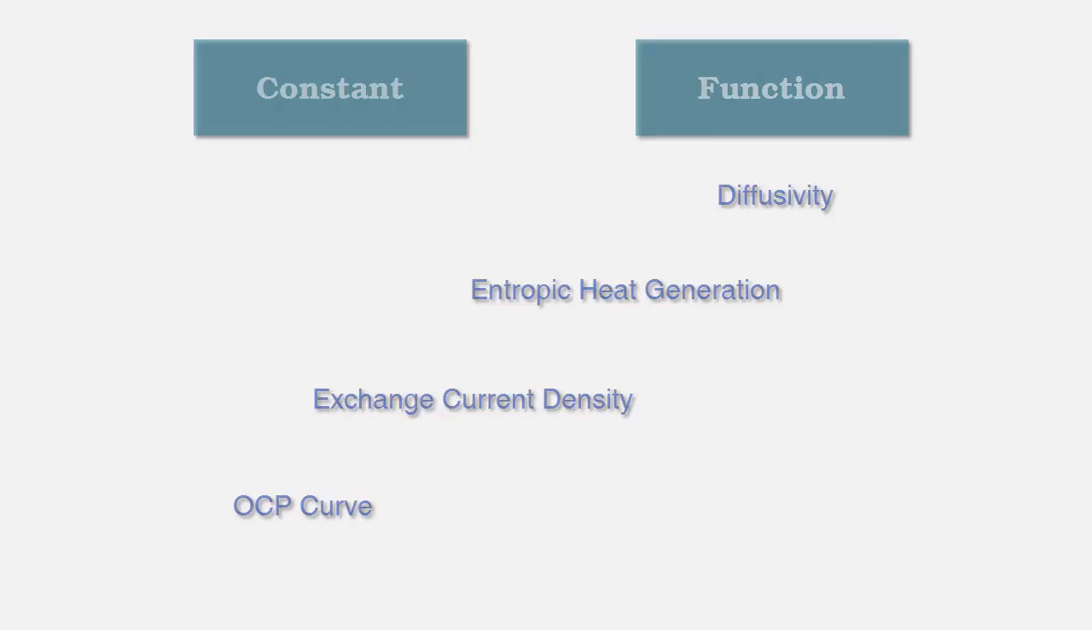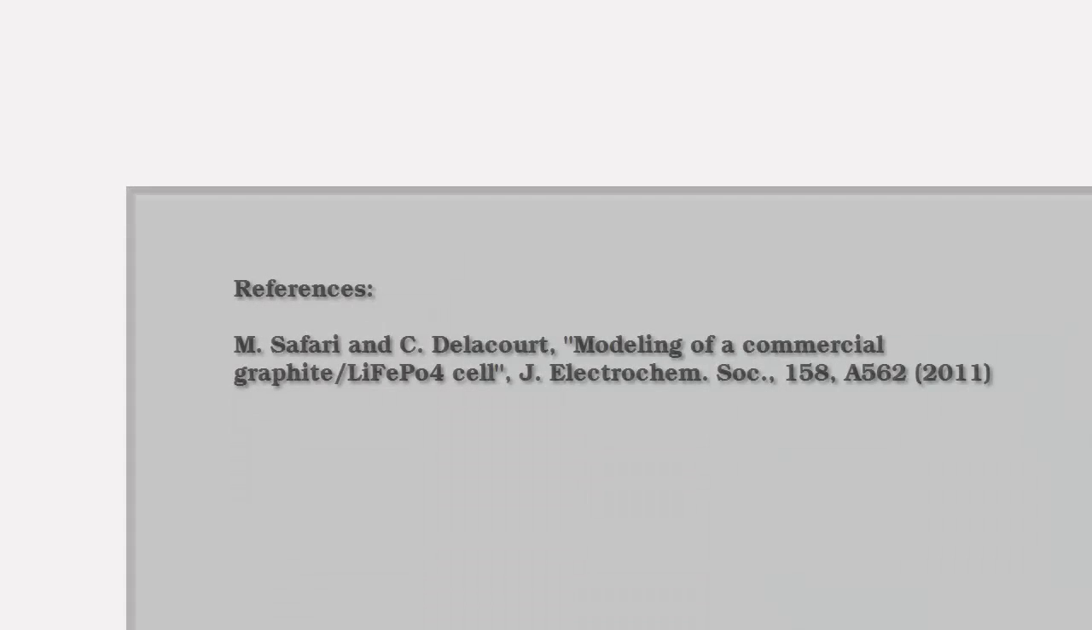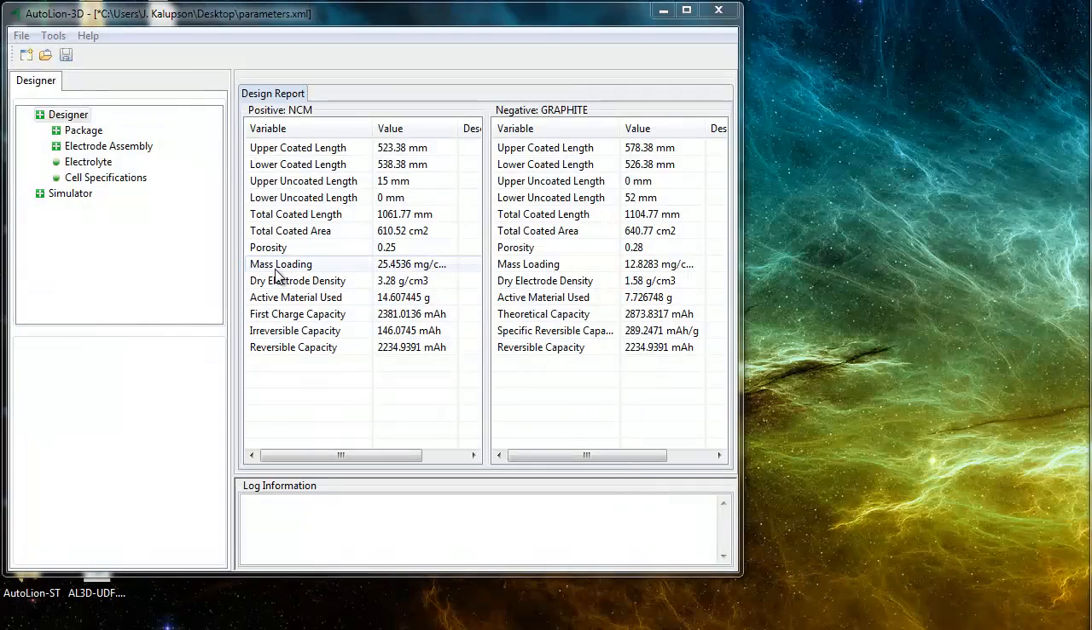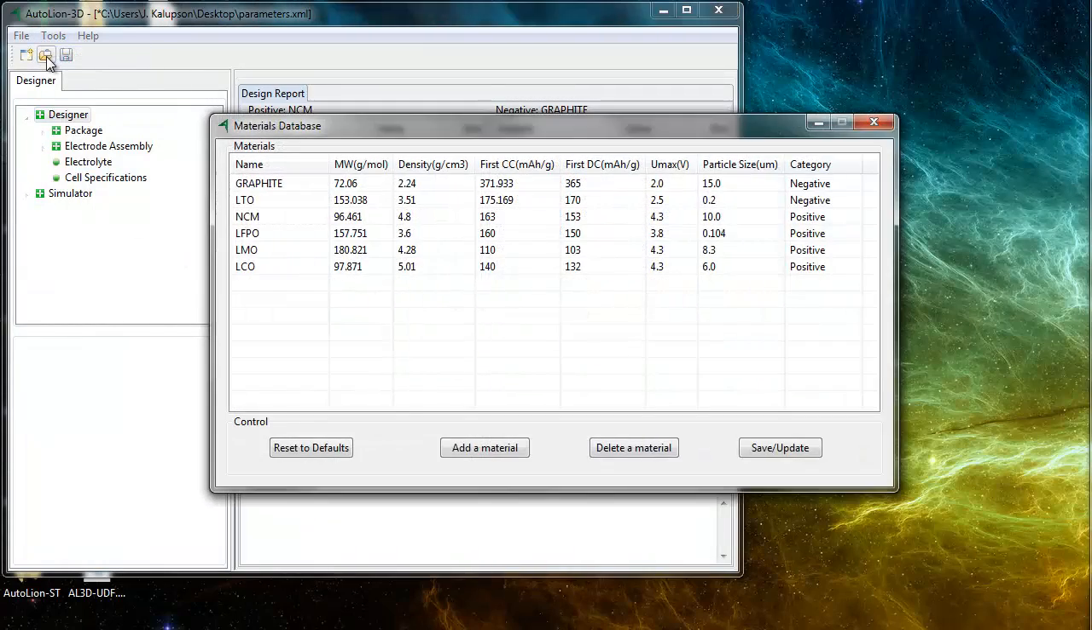In this video, we will implement a new LFP material based on the values provided in a reference paper which models a commercial LFP graphite cell. To get started, we'll open the materials database editor within the AutoLion GUI, where we see a complete list of the existing materials inside the database.